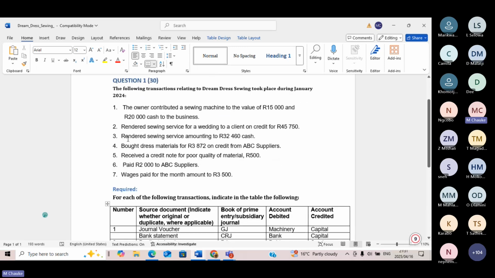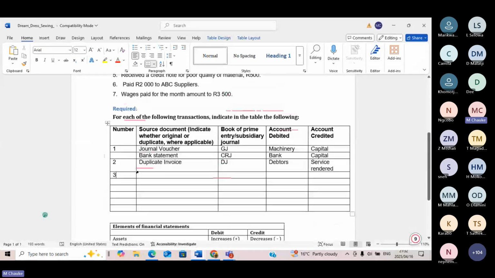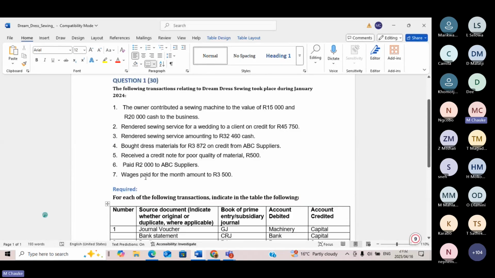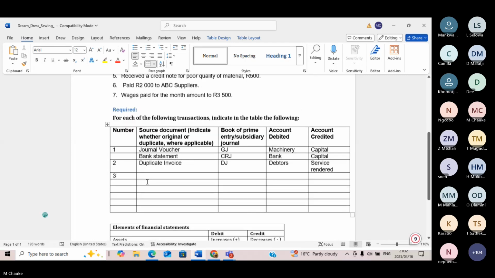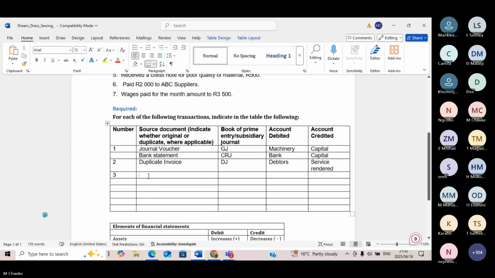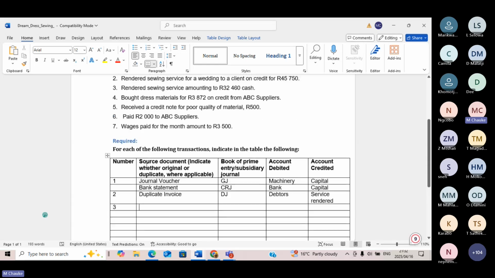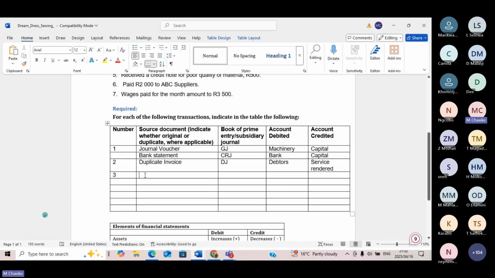And then transaction number 3, they say you have rendered a service amounting to 32,460 cash, right? So in this case, we need to record what? We are selling, you know? It is us rendering a service. So what is the source document? It's going to be a duplicate receipt.